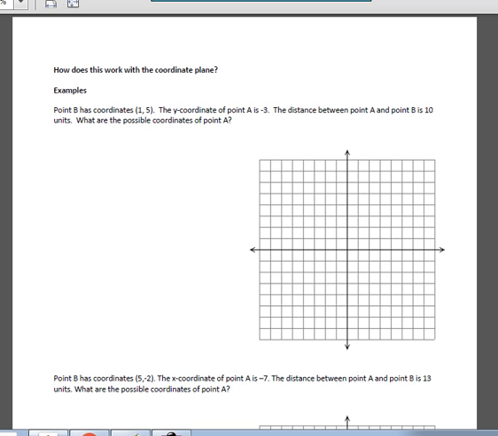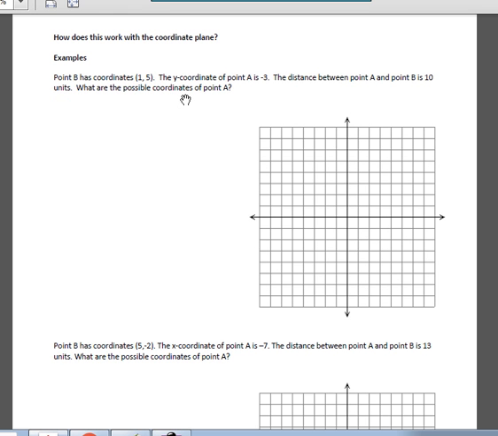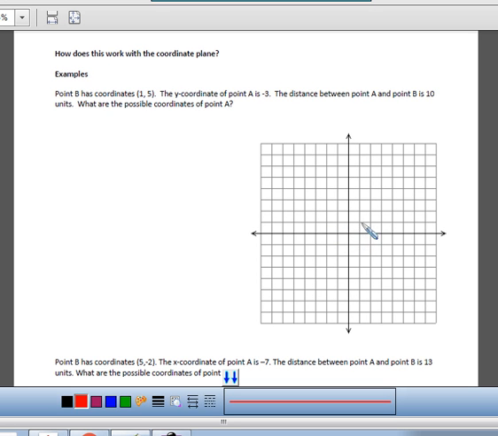And I'm going to turn to page 34. How does this work with the coordinate plane? Alright, so this is probably the most tricky part of using the Pythagorean theorem. So make sure you pay attention and practice what we're about to do. Point B has the coordinates 1, 5. So I'm going to go on my graph and 1, 2, 3, 4. Put point B. The y-coordinate of point A is -3.